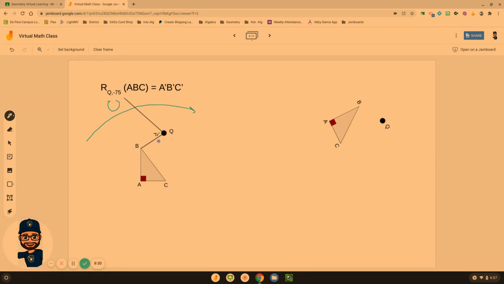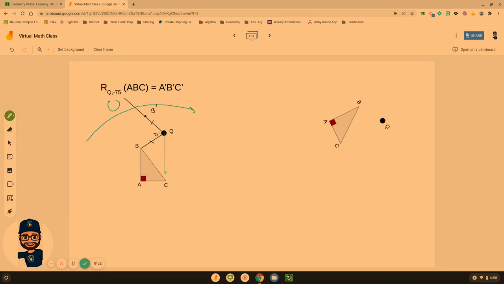This looks to be about an inch again, so I'm going to go an inch up here. And there's where the point B prime would be located. I know that that is the same as that. Now I'm going to repeat the process for a second point. In this case, let's use C. I'm going to do this in green.